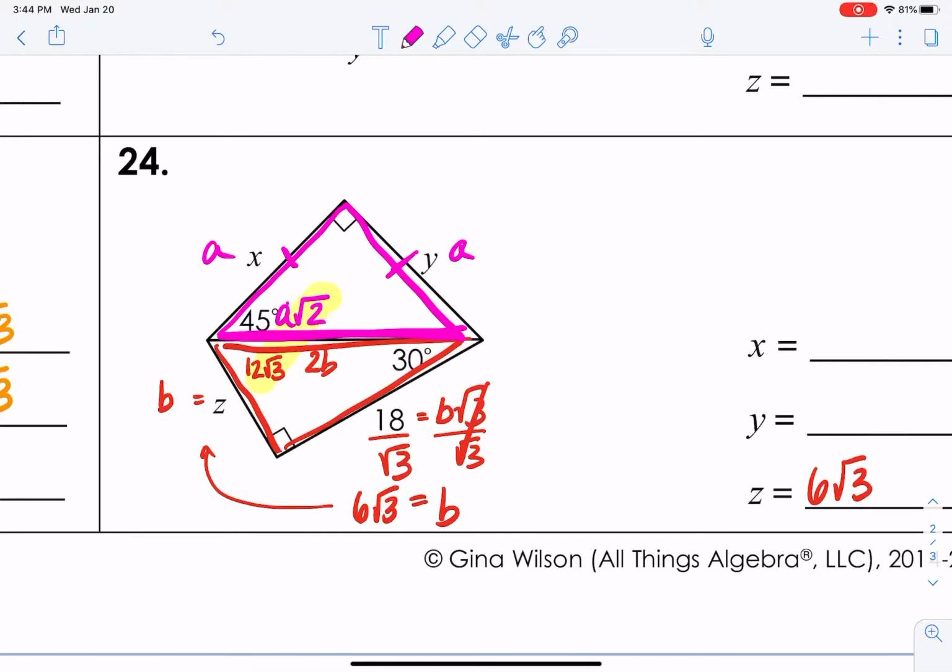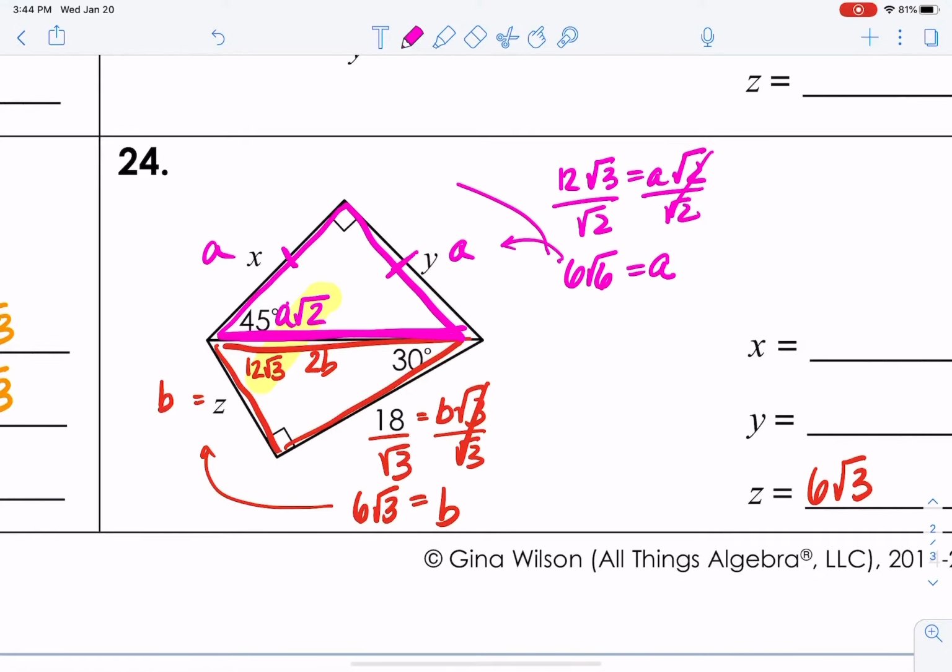So that means that I have 12 square root of 3 equals A square root of 2. So we divide by the square root of 2. And using that wonderful calculator, we get 6 square root of 6 equals A, which then become the two congruent legs of our 45-45 triangle. 6 square root of 6 and 6 square root of 6.